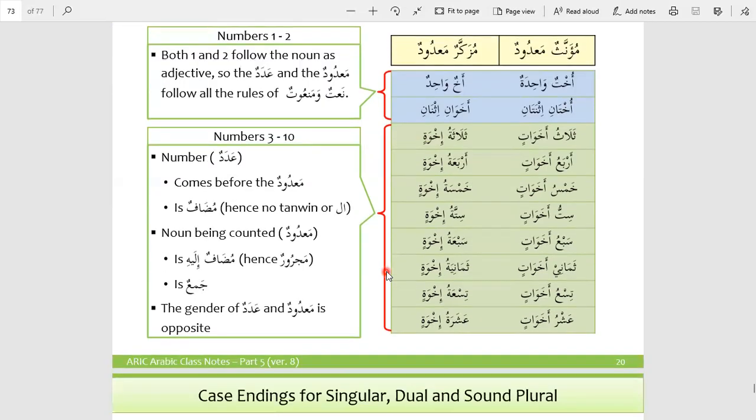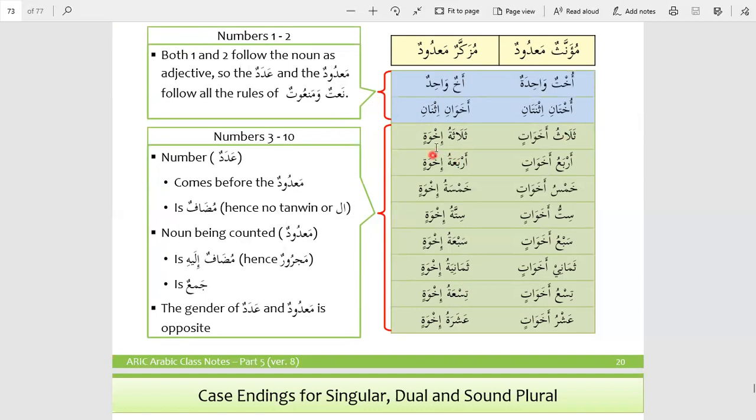So the gender of adad and the gender of ma'dud is opposite. We have here talatu, which is masculine gender of adad, and akhawatin. Akhawatin is feminine. Why? Because these are sisters, a group of sisters, three or more. And ikhwatin, these are brothers.